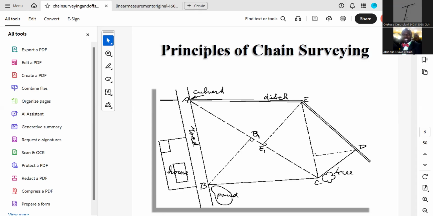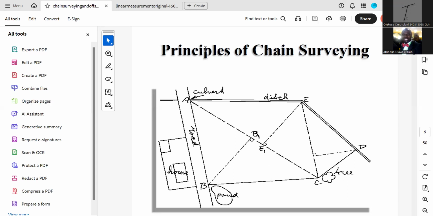Someone is asking me about the difference between tie lines and oblique offsets. I don't know why you are asking me this question. I've told you that when you have tie lines, it's for the purpose of locating interior details. And in locating the interior details, you either use perpendicular offsets or oblique offsets.